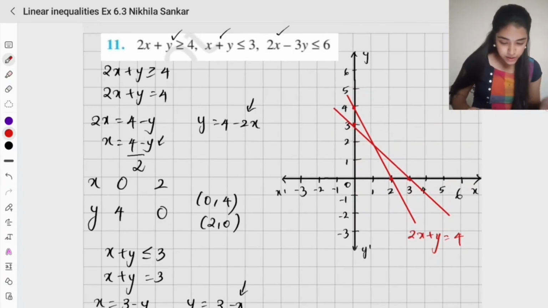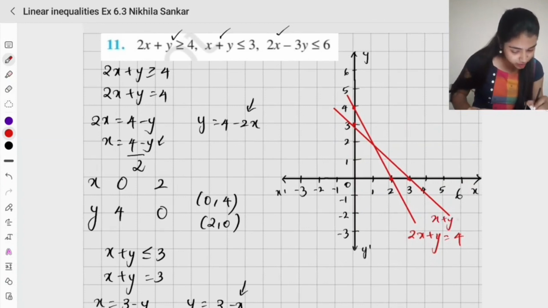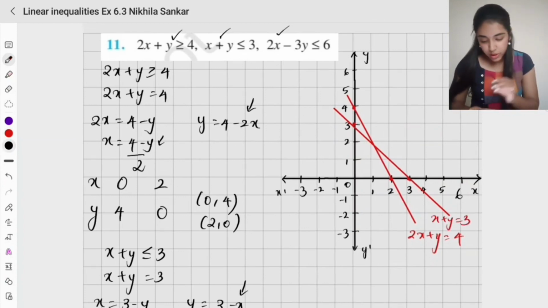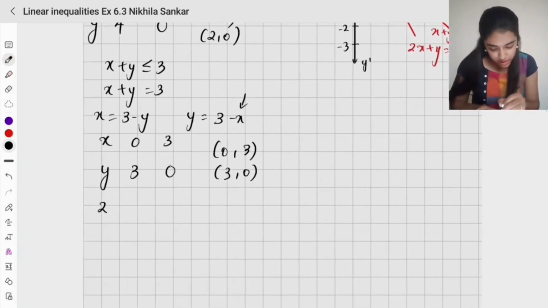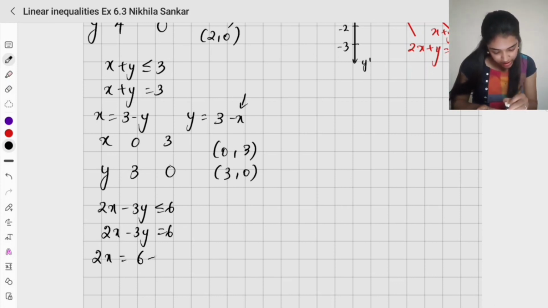So this is x plus y equals 3. What is the third? 2x minus 3y less than or equal to 6. So 2x minus 3y equals 6. 2x is equal to 6 plus 3y. X is equal to (6 plus 3y) divided by 2.